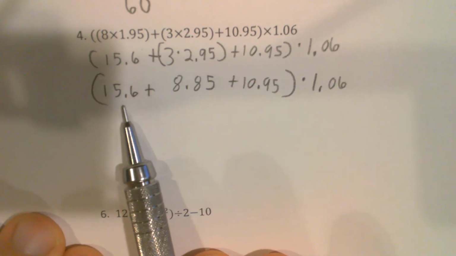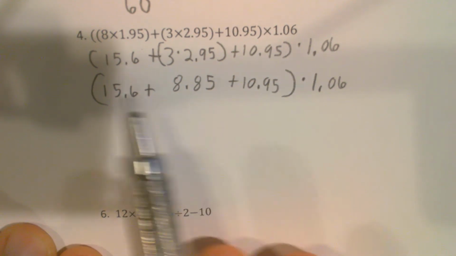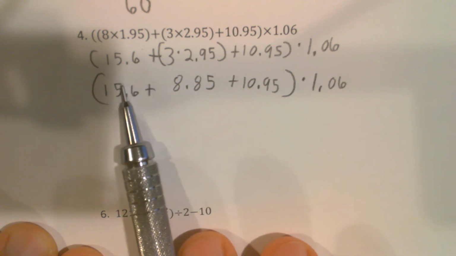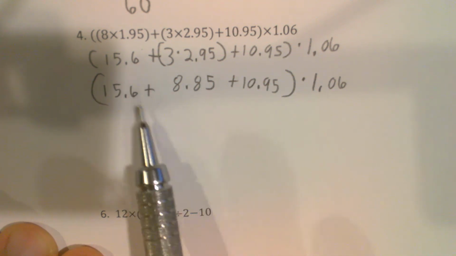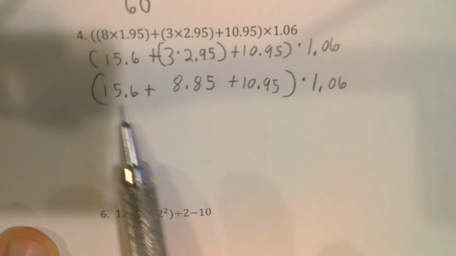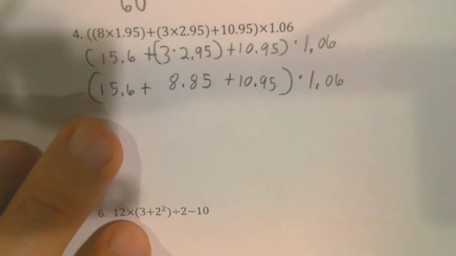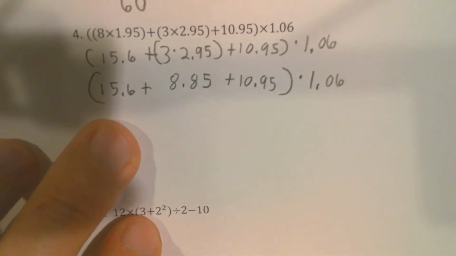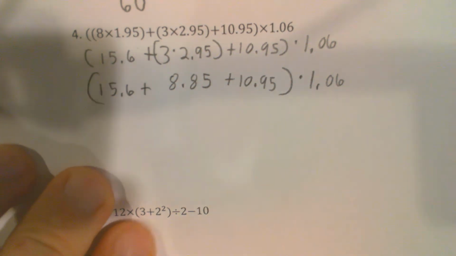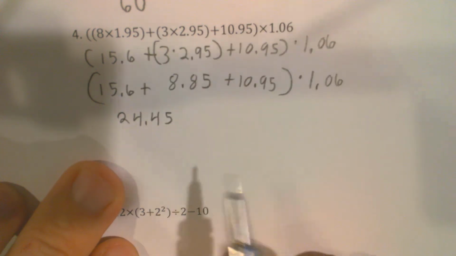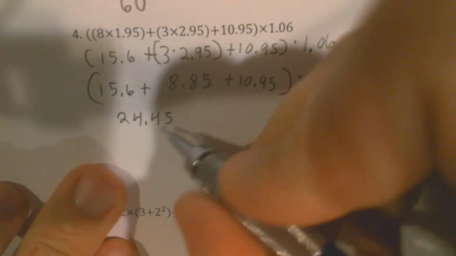Okay, so now no more parentheses, no exponents, no multiplying or dividing. So now we can add and subtract from left to right. So we have 15.6 plus 8.85. That's going to give us 24.45. The plus 10.95 carries down.